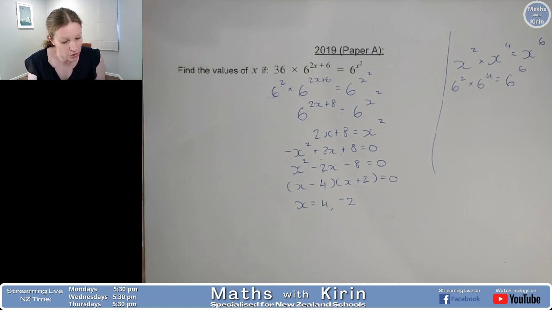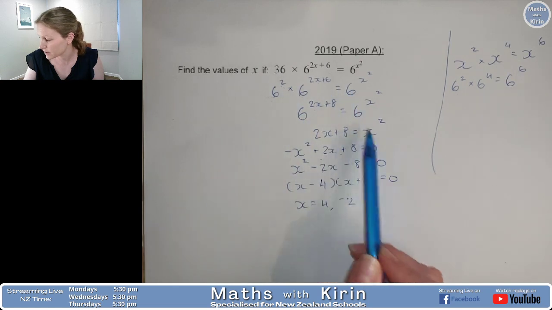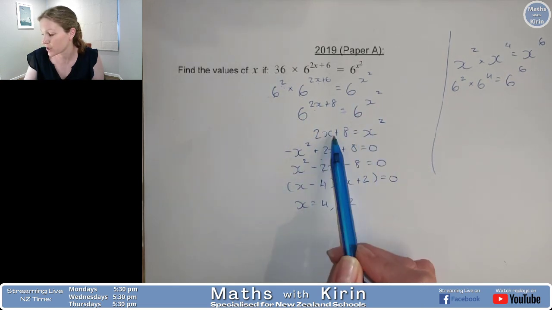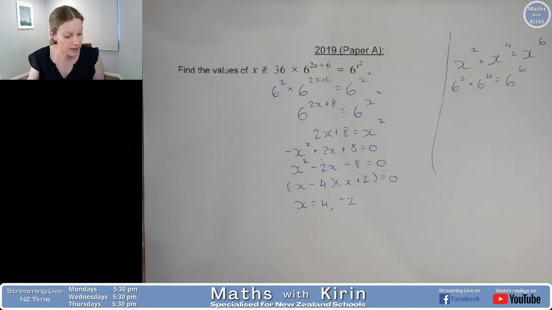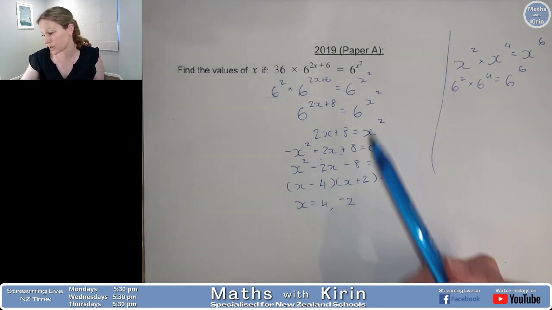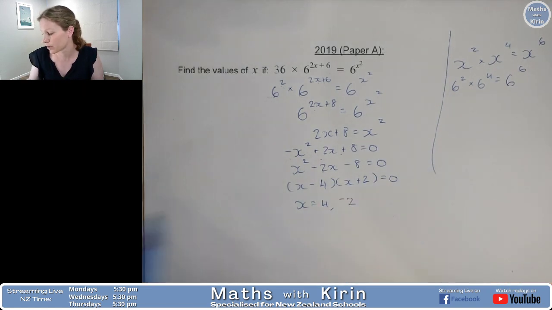For merit, you consistently solve your quadratic equation. So if you made a mistake up here somewhere and you didn't quite end up with this quadratic equation, but you consistently solve your quadratic equation, then you get merit. And for excellence, you get the correct solution. Okay, so you work your way through and get both x is equal to 4 and negative 2.